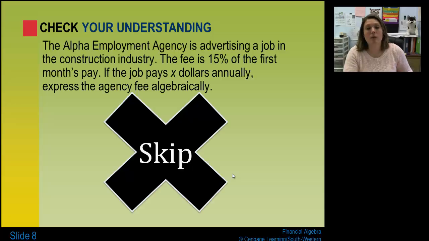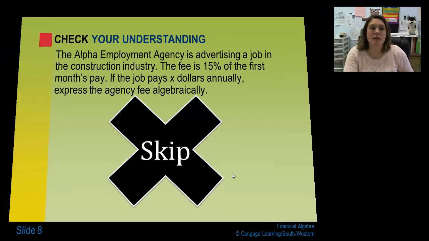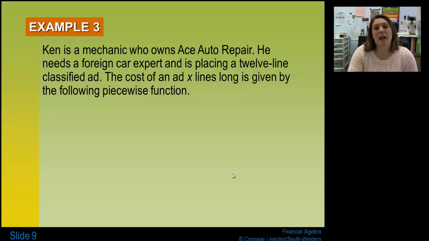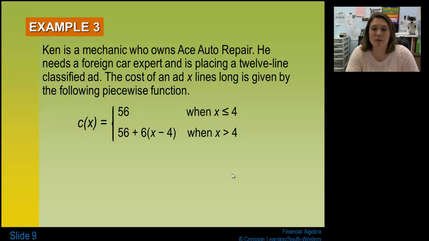Check your understanding here. We're going to skip this question and go on to example 3. Ken is a mechanic who owns Ace Auto Repair. He needs a foreign car expert and is placing a 12-line classified ad. The cost of an ad X lines long is given by the following piecewise function. So here's the piecewise function.